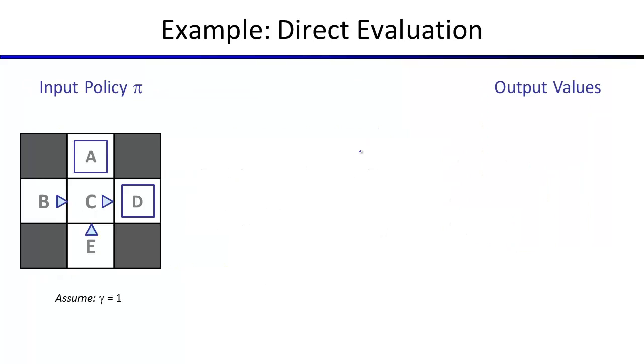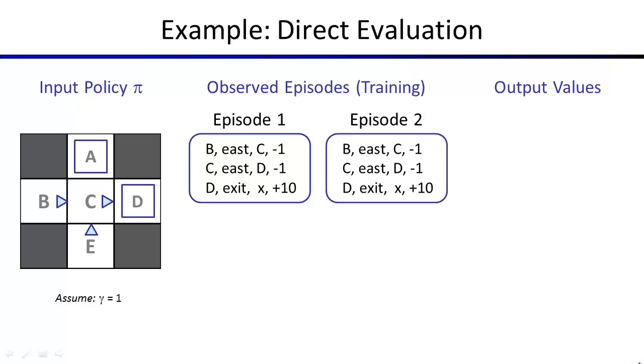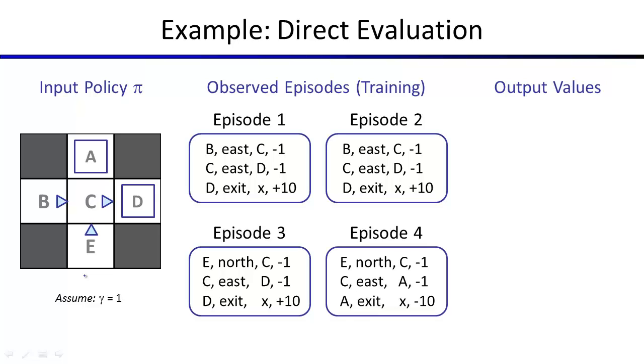So let's see it in action. Here's that same input policy. A and D here are the exit states. Now I'm going to train, just like I did when I was trying to learn a model. I'm just going to do different things with the results. So I have episode 1. In episode 1, I go from B to C to D, and then I exit. Then I go from B to C to D and exit again. Then I start at the bottom. Those were all from B. These are all from E. So I go north, then east, and then I exit, and then I go north again. So I have all of these experiences. Usually I exit D and get a plus 10, but in episode 4 I exited from A and got a minus 10. So A is the bad exit here.